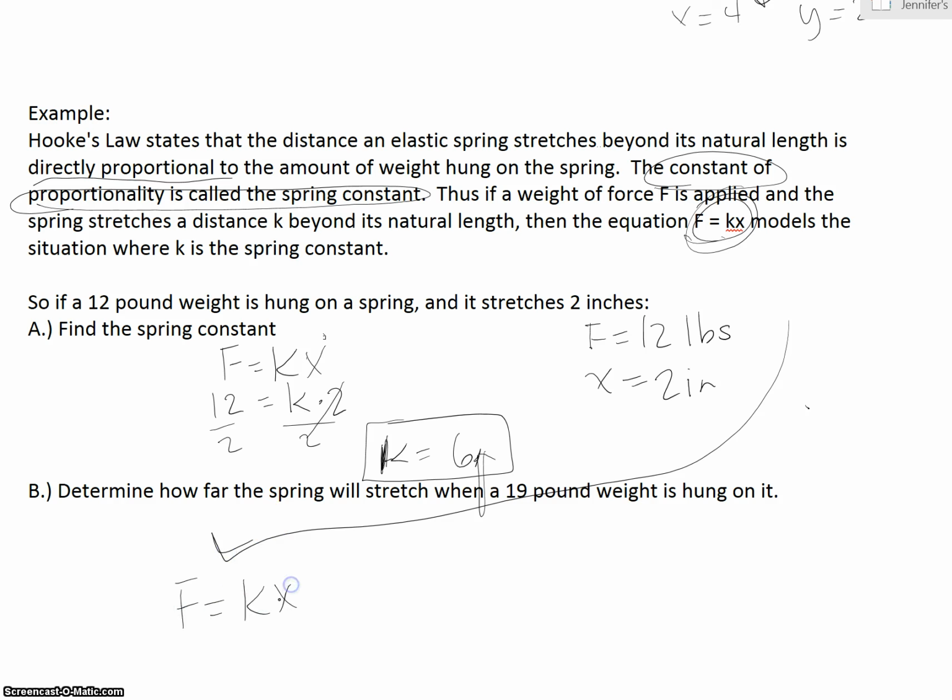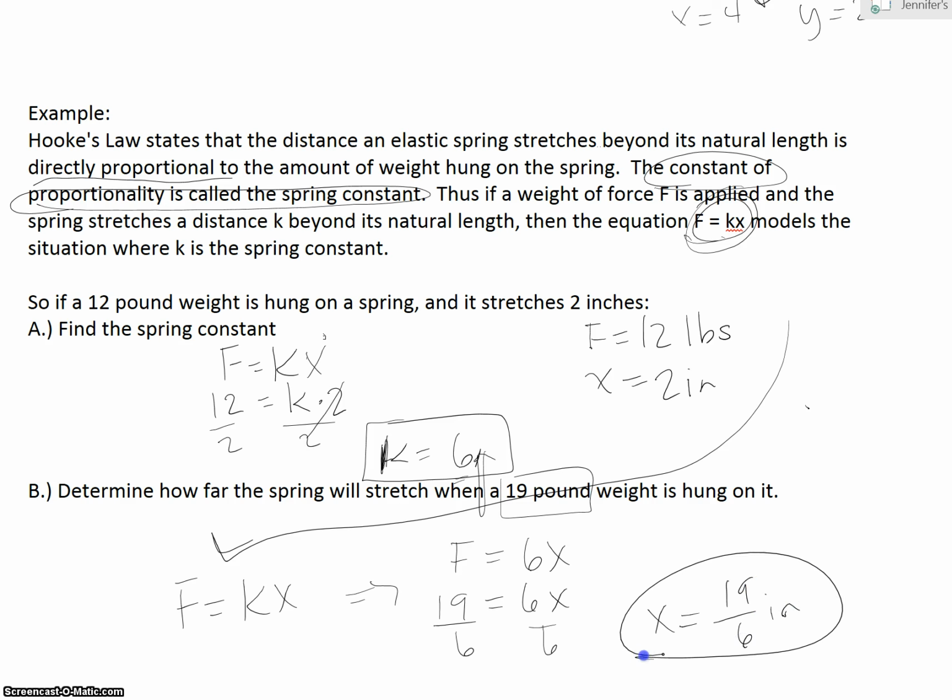That constant of proportionality is not going to change. It's going to stay the same throughout all the problems you do of this type. So I'm going to plug in a 6 for that constant of proportionality. It's going to be force equals 6x. Now you can solve the problem for anything they give you. So a 19-pound weight, that would be the force, equals 6x. So how far is the spring going to stretch? Well, we'll divide by 6 on both sides, and it's going to stretch 19 over 6 inches.